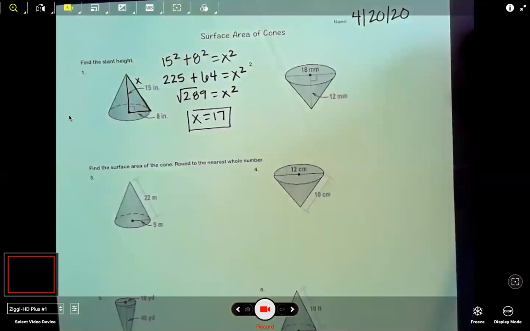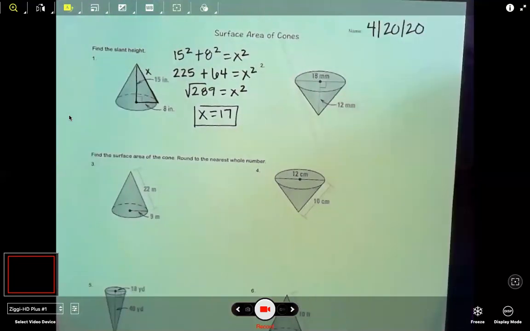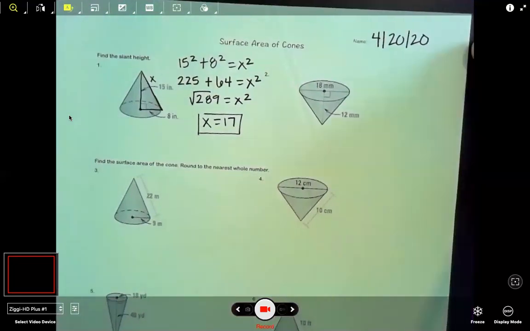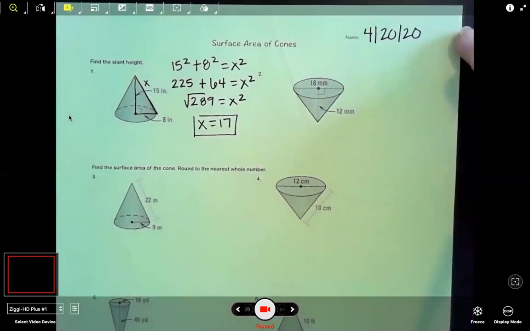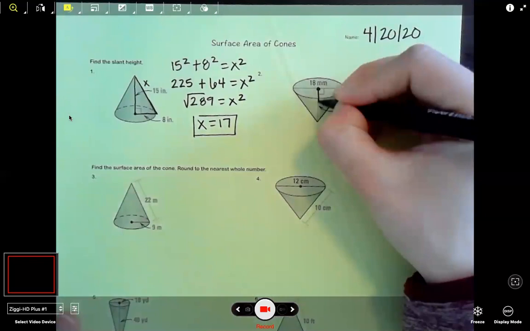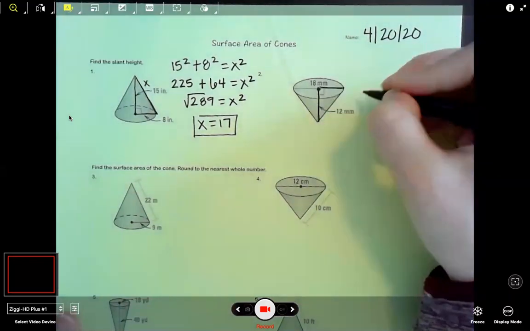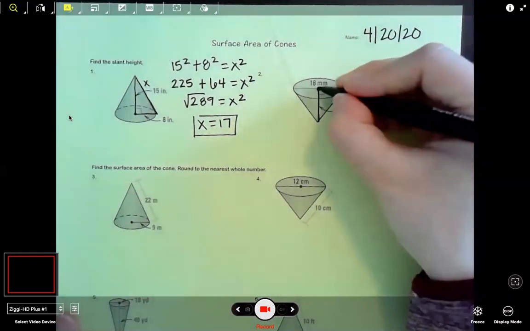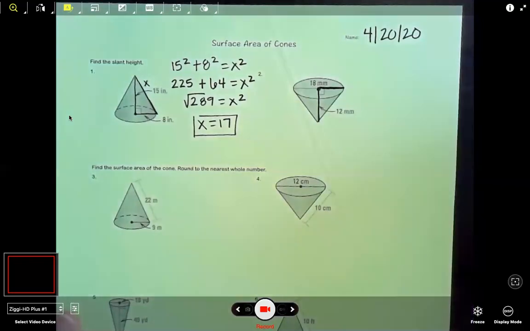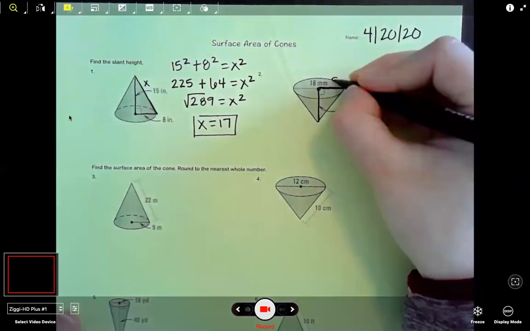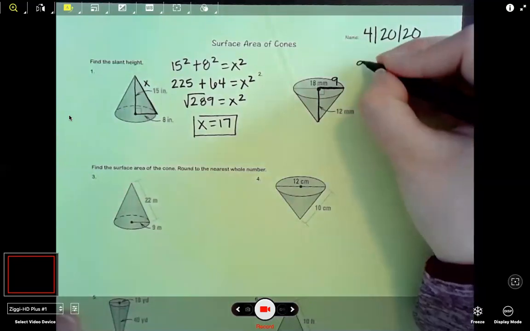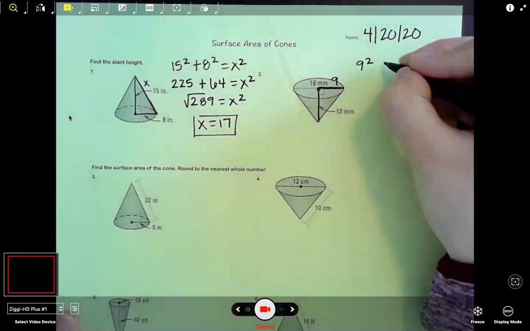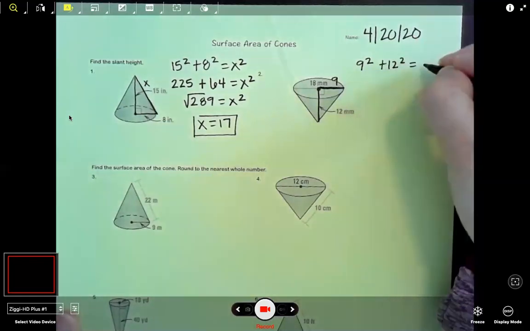Okay, perfect. Let's try number 2. This time, though, they're trying to trick us, but we're smarter than them. We have to use Pythagorean theorem on this one too. But what would this radius up here be? Wouldn't it be 9? Yes, it would be 9, because we want only half of it. So we'll have 9 squared plus 12 squared equals x squared.